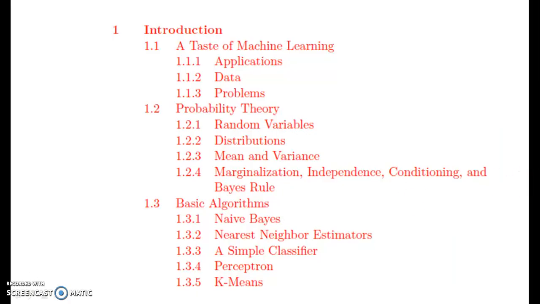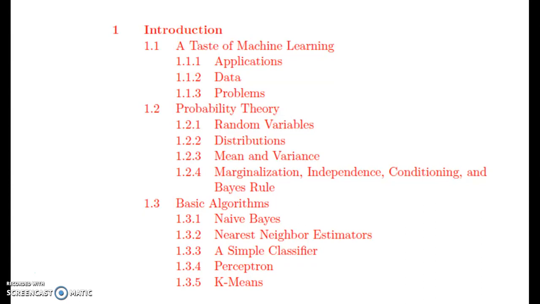Now, in the previous sessions, we discussed a taste of machine learning applications, data, and the problems that we normally face in our activities in day-to-day life and in business as well. We also discussed probability theory: random variables, distribution, mean and variance, marginalization, independence, conditioning, and Bayes rule. I'm going to revisit marginalization, independence, conditioning, and Bayes rule and explain them in more detail in the coming sessions.